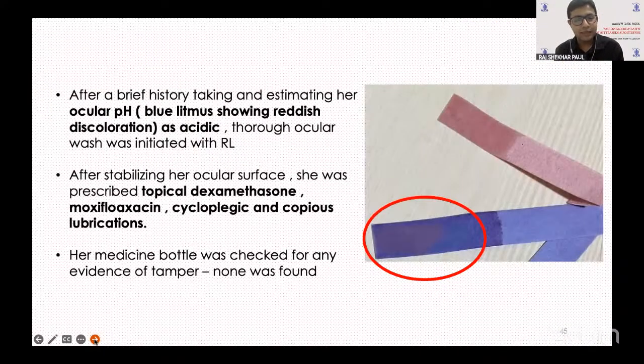Even the litmus paper test showed an acidic response, and we started her on topical dexamethasone, moxifloxacin, cycloplegics, and copious lubrication. The medicine bottle was checked for any evidence of tampering. None was found.